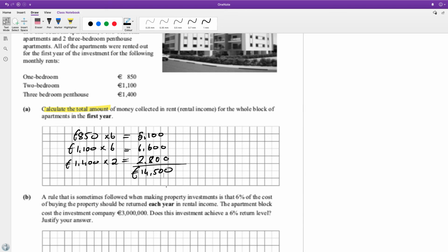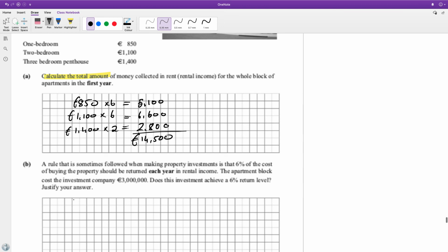Divide 3 million by 6, that'll give you 6% of 3 million, or just simply put 14,500 over 3 million and it'll tell us how much it is as a percentage. Because that's how much she took in. 14,500 over 3 million, multiplied by 100 to get it as a percentage.